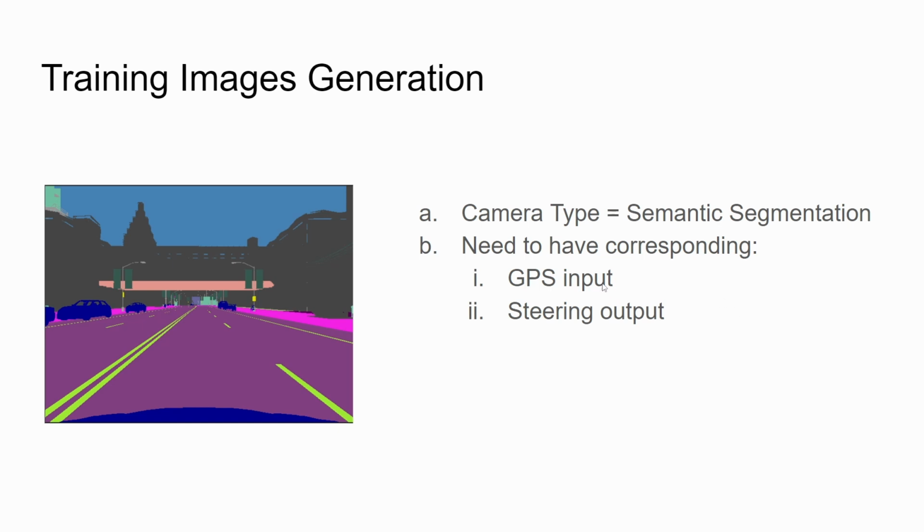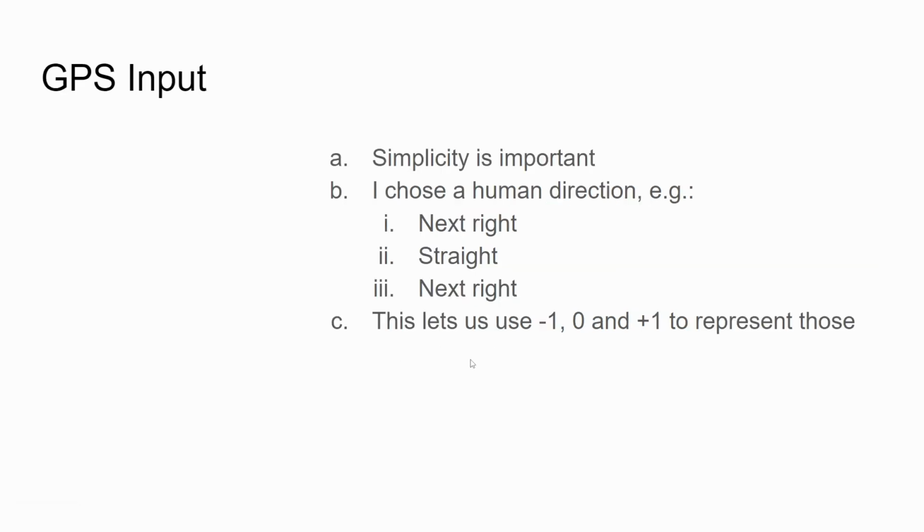The other thing, as far as images are concerned, is that we obviously need to pair them with the other two elements. We need to give it GPS input, or navigational input, and we also need steering output. So we need to have 0 for probably driving straight, and we're going to talk about GPS input next.